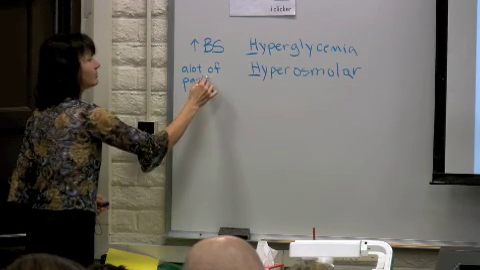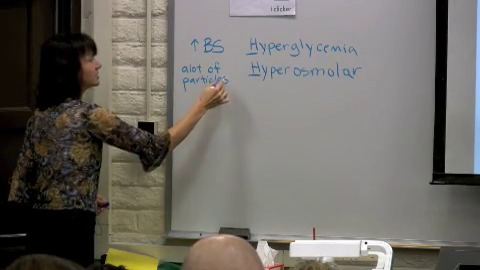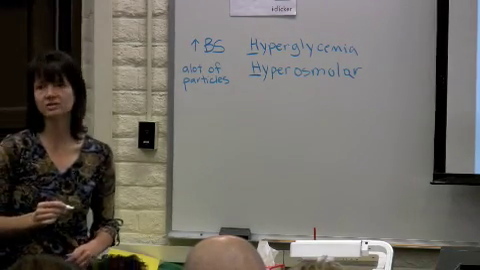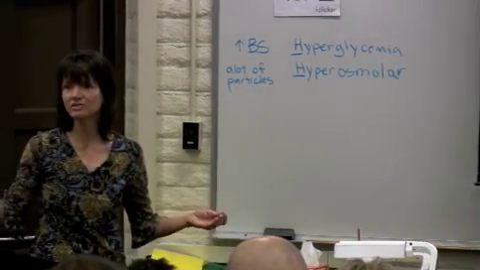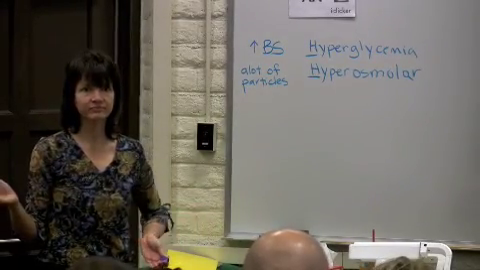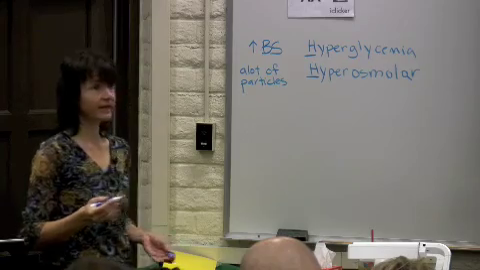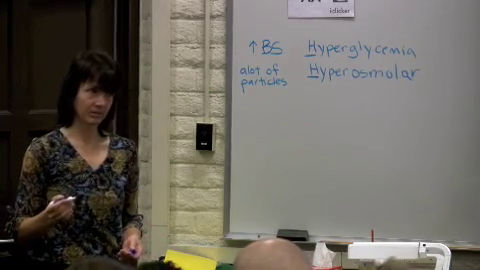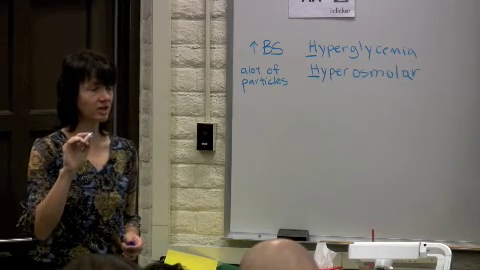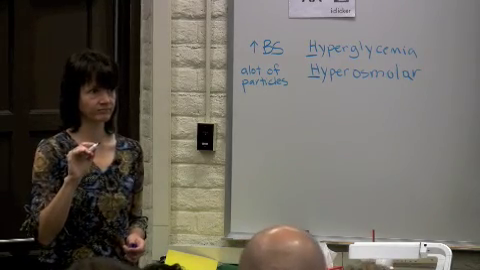So you have a lot more particles in the bloodstream compared to fluid. So those first two H's just have to do with high blood sugar, meaning there's more particles in the bloodstream. And the NK, non-ketotic, means the patient is not burning ketones for energy.